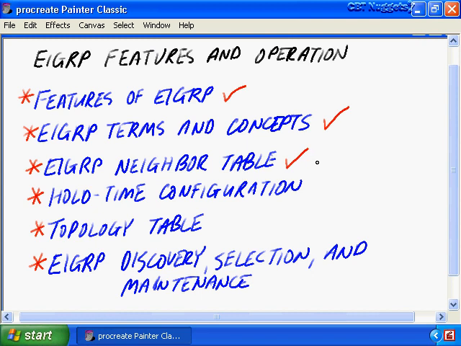While we're on the router, we'll take a look at the neighbor table and break down the components of that data structure. Also, we'll use that opportunity to configure the hold time on an EIGRP router for certain circumstances. In addition, we'll look at the topology table, which is just another of 3 different tables or data structures that EIGRP runs. And then finally, we'll take all the information we learned and look at an overview of the EIGRP discovery, selection, and maintenance process.